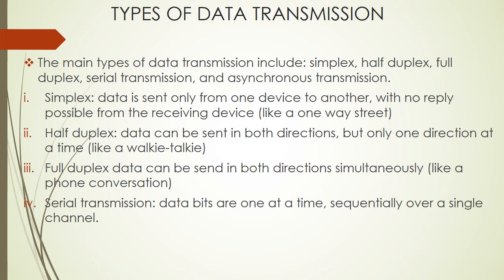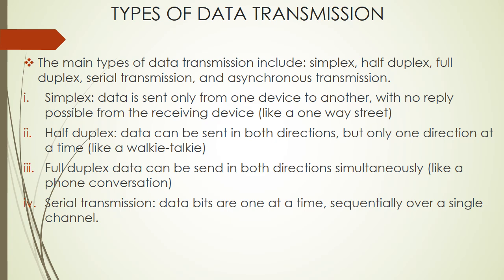Types of data transmission. The main types of data transmission include simplex, half duplex, full duplex, serial transmission, and asynchronous transmission. Let's start from the first one, which is simplex. With regard to simplex, data is sent only from one device to another with no reply possible for the receiving device. A good example of this is a one-way road. People traveling on a road without having two lanes.